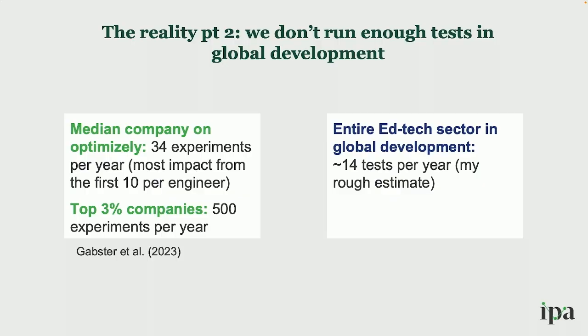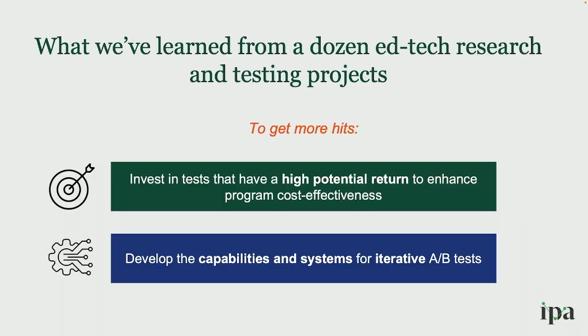I think by comparison, in the entire edtech sector, Claire's told you about 12, and then I think Azeez is going to tell you about a couple more. So I'm guessing it's around 14 across the whole sector. It's just not enough to get the kind of large-scale impact that this method could be delivering. So the question is, how do we fix that?